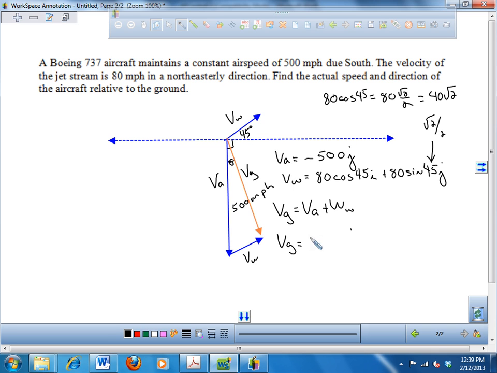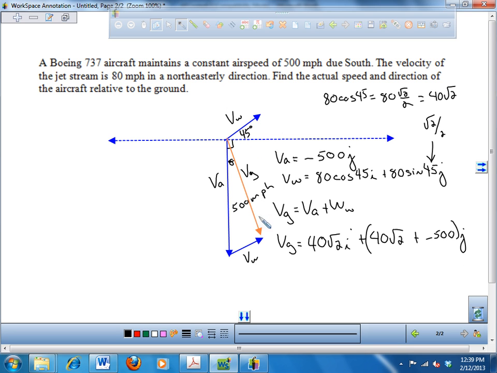So now I'm going to add up my i parts first. This one doesn't have an i part. So I'm going to have 40 root 2 in the i direction, plus the j direction is going to be 40 root 2 plus negative 500 in the j direction.